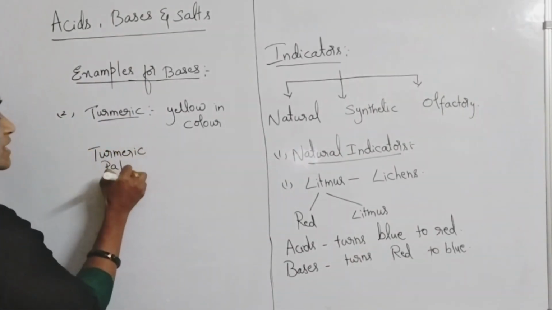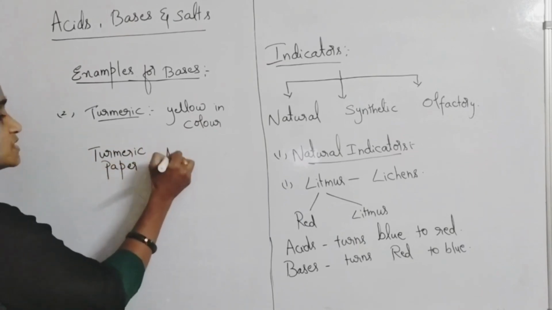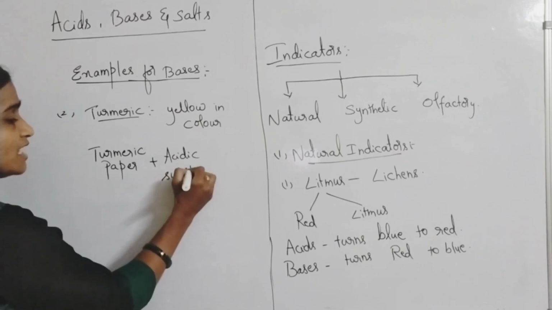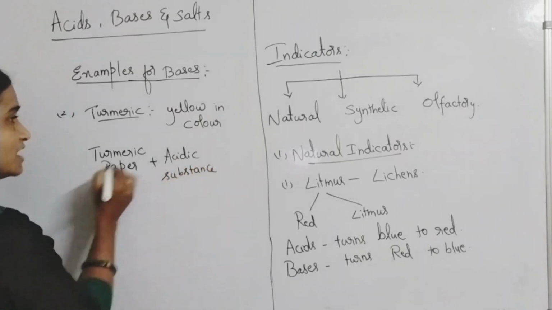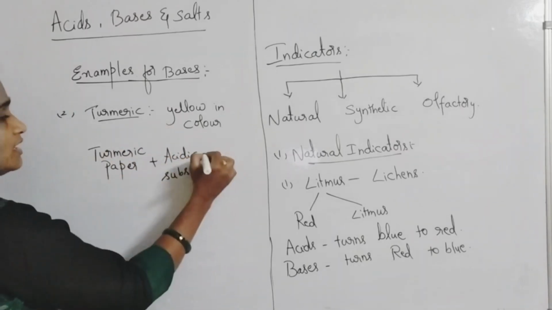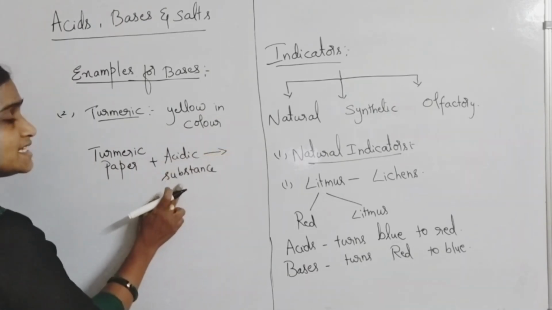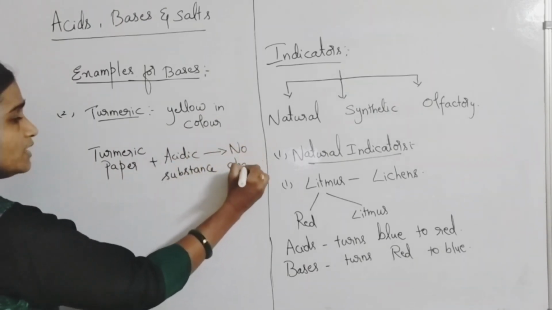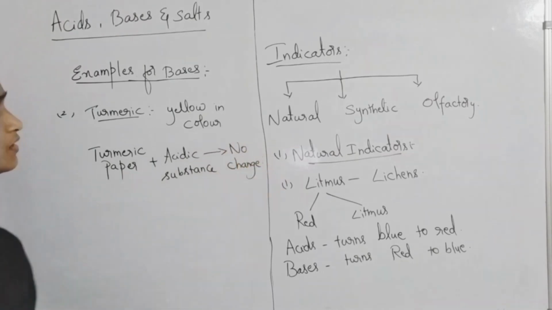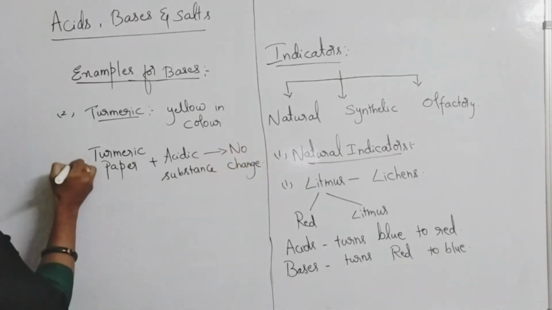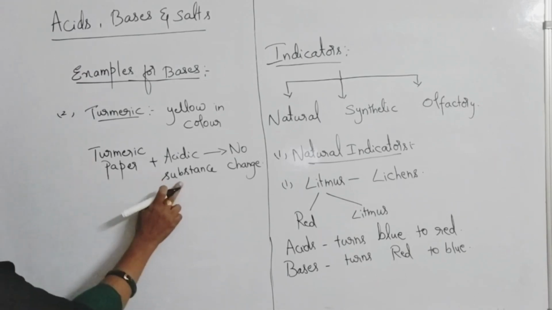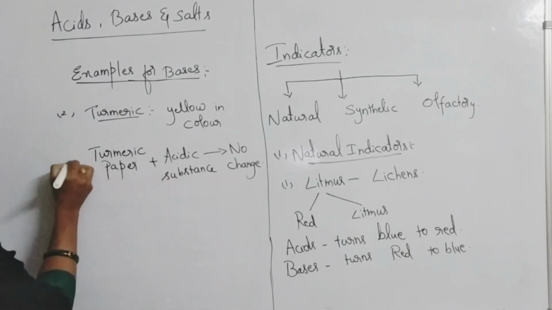Turmeric paper will be yellow in color. Turmeric paper plus acidic substance, there will not be any change. No change in the color. Turmeric paper will be yellow, but by adding any acidic substance on that turmeric paper, no color change you will observe. So turmeric is there as an indicator, but with acidic substances it will not change any color.